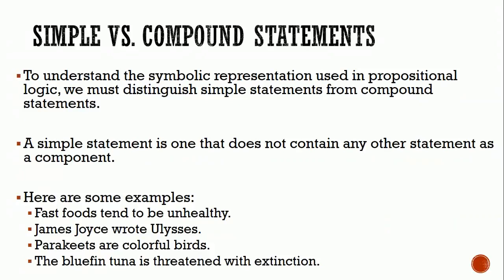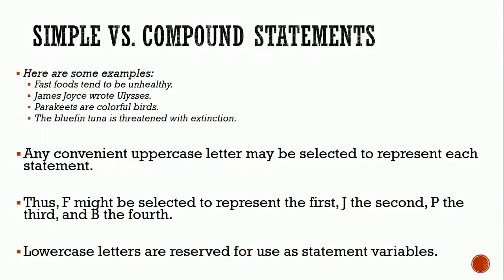So quickly, simple versus compound statements. We have to distinguish these two things. A simple statement is just one that does not contain any other element as a component. Example, fast foods tend to be unhealthy. James Joyce wrote Ulysses, parakeets are colorful birds. The bluefin tuna is threatened with extinction. These are all simple statements. All right. So we'll take any convenient uppercase letter, maybe select it to represent each statement.